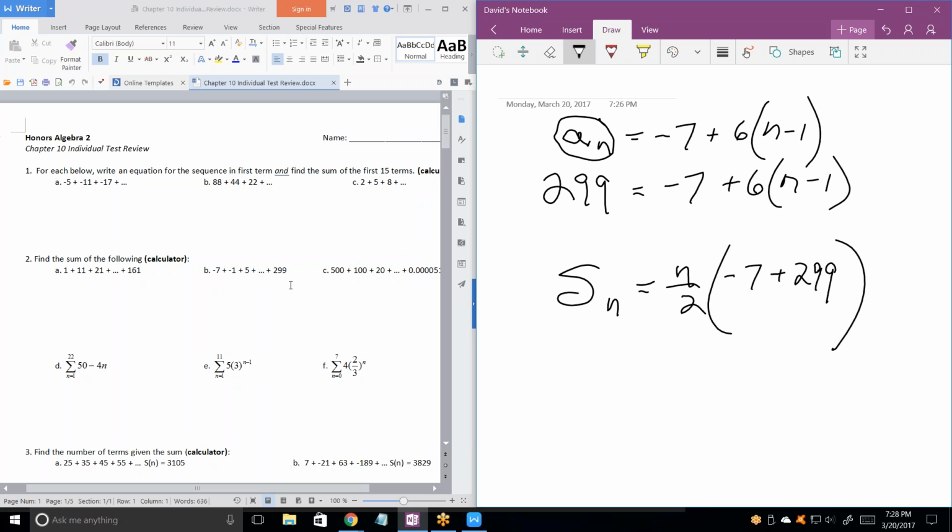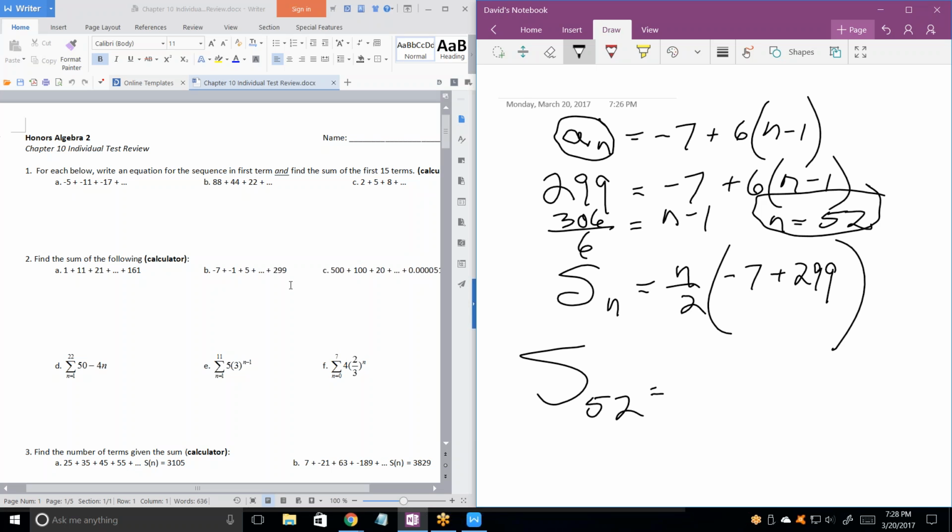So 306 equals, or I guess, yeah, I'm going to have 306 divided by 6 equals n minus 1, right? Yeah. Well, 6 goes into that 51 times, so n is equal to 52. So now what I'm really looking for is S sub 52. Now, there you go. Now it's all numbers, no more unknown variables.